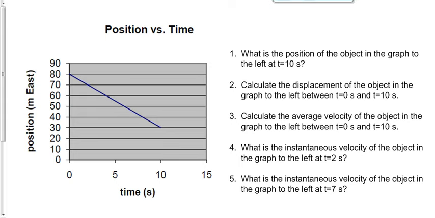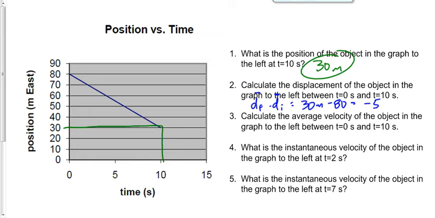Up and over. Looks like it's 30 meters. Positive 30 meters, whatever that means, to the north, to the east, whatever. It's positive direction. The displacement between 0 and 10 seconds. The displacement between 0 and 10, that's final minus initial, right? Position. My final position is 30. My initial position at 0 seconds is 80.